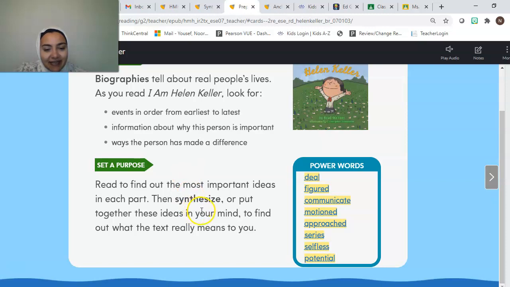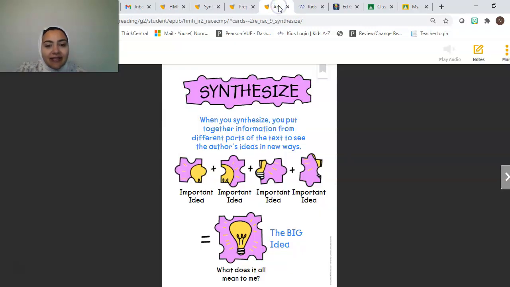Then we're going to synthesize, or put together, these ideas in our head to find out what the text really means to you. So that leads us to the word synthesize. When you synthesize, you put together information from different parts of a story to see the author's ideas in a new way. It's like a puzzle piece, putting all the important ideas together to come out with the big picture, the big idea. What does it all mean to me?